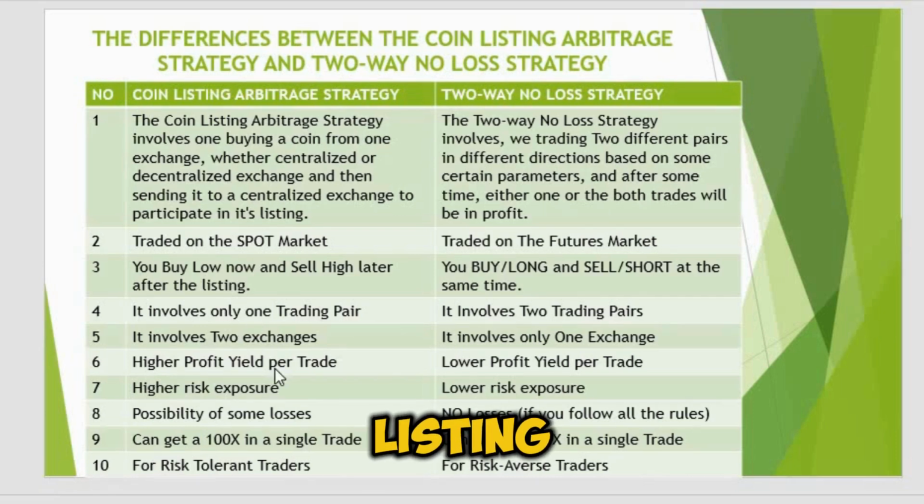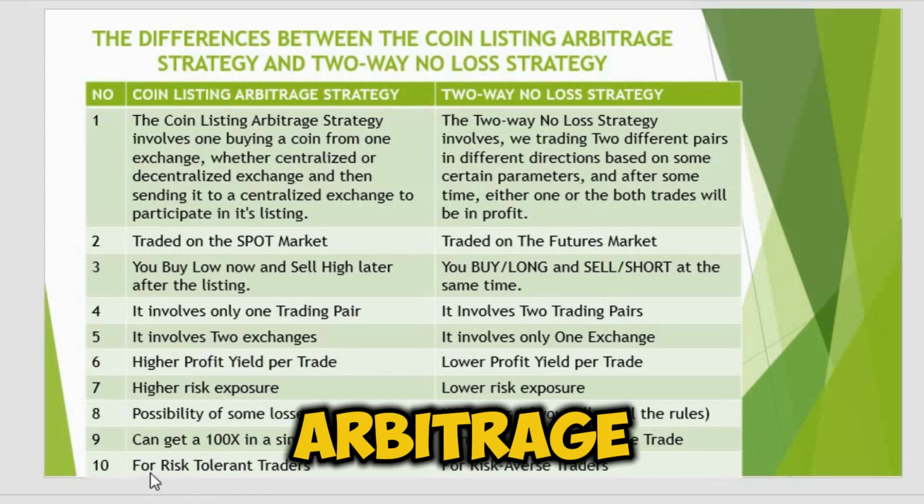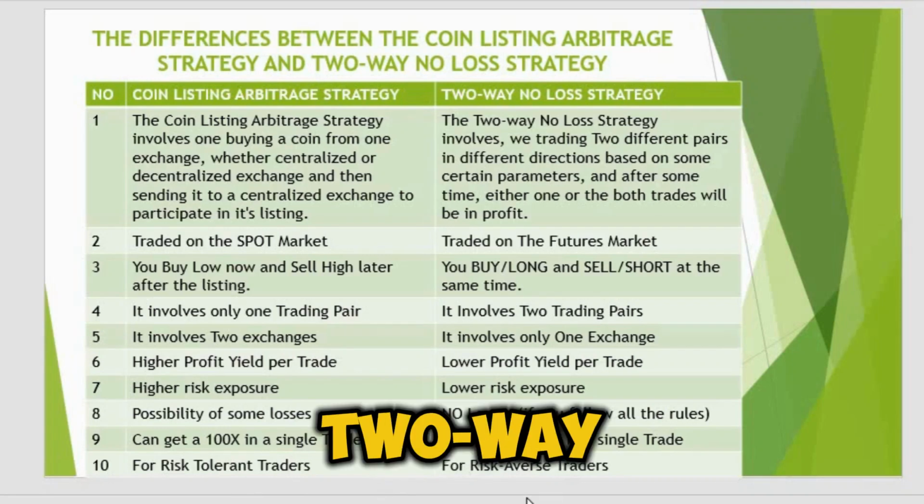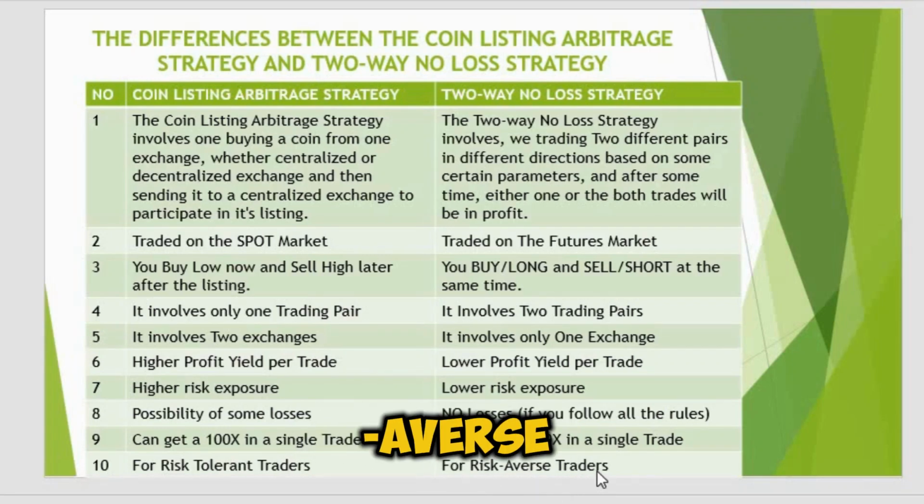So for the coin listing arbitrage strategy, you can get 100x in a single trade, while for the two-way no loss strategy, you can't get 100x in a single trade. It's little by little. So the coin listing arbitrage strategy is for risk tolerant or risk seeking traders, while the two-way no loss strategy is for risk averse traders. That's people who are shy of taking risks. So that's all about the differences between the coin listing arbitrage strategy and the two-way no loss strategy.